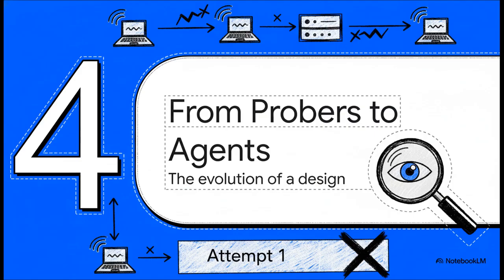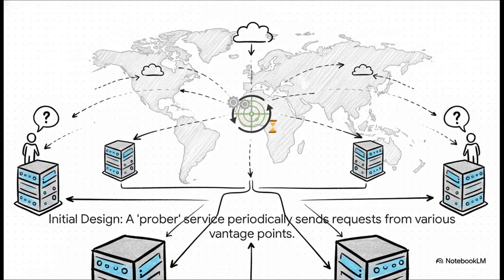Okay, let's move to our architecture and actually see how this evolves, starting with the most intuitive but, as we'll see, ultimately flawed first attempt. The first idea you'd probably have, and it's a logical one, is what's called a prober. The idea is simple. We'll set up servers in data centers all over the world, and all they do, day in and day out, is send periodic requests to our service to check for availability. They're basically acting like synthetic clients, giving us these vantage points across the globe.